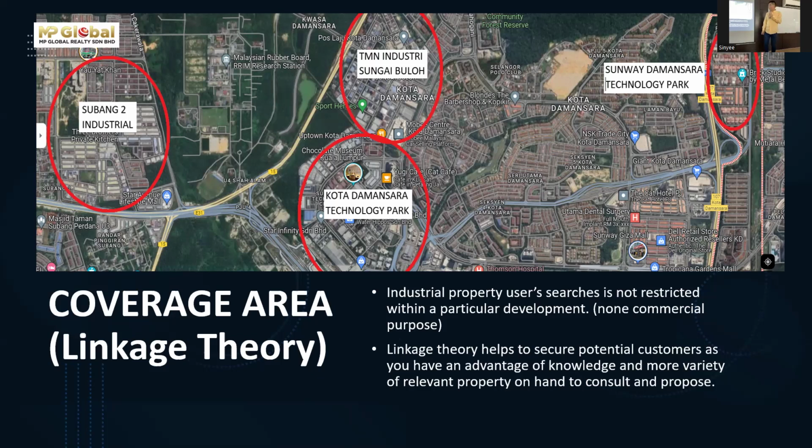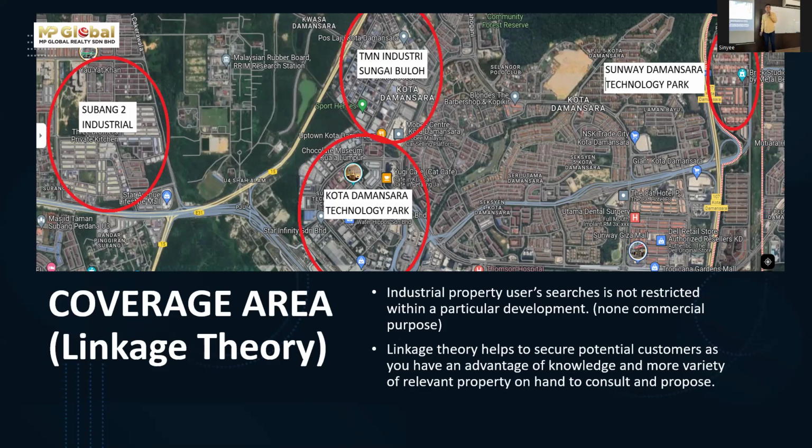So why do I say this? If you focus on one particular small area in a district, you are a salesman because you are not working based on the consultation method. You are only pushing whatever you have on hand in one limited area. For example, you see here, this area is part of Kating Jaya. Sunway Damansara, Kota Damansara, and Bandar Utama are here. So Kota Damansara here, Taman Industrial Sungai Buloh, Subang Industrial Park 2.